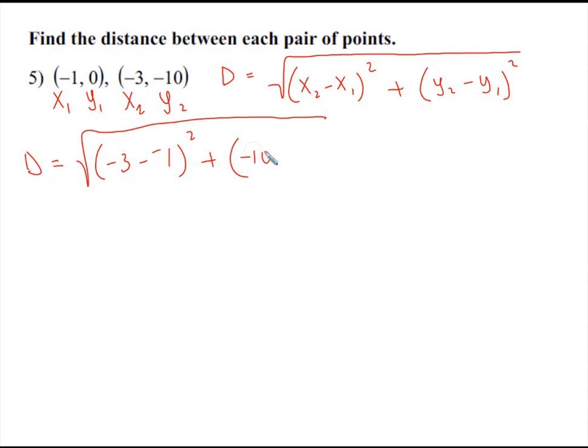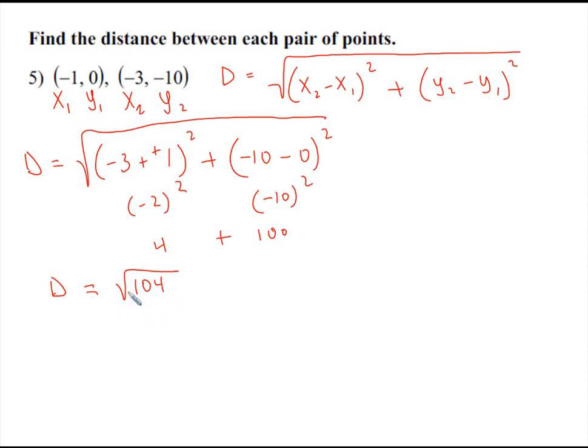And we have y2, which is -10, minus y1, which is 0, squared. Now remember, a negative makes this positive. So we end up with -2 squared here, which is going to be 4. Over here we have -10 squared, which is going to give 100. So we get square root 104. Now you have to make sure you simplify this radical.